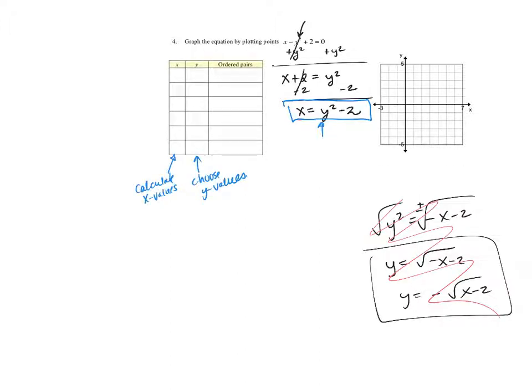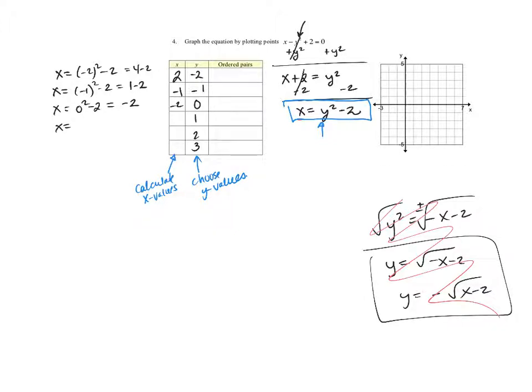And the y values that I want to choose here is negative 2, negative 1, 0, 1, 2, and 3. Okay, so here we go. x is equal to y squared, so negative 2 squared, and then minus 2. So that would be 4 minus 2, which is a positive 2. The next one is x equals negative 1 squared minus 2. That would be 1 minus 2, which is negative 1. And then we would get 0 squared minus 2, which is just negative 2.